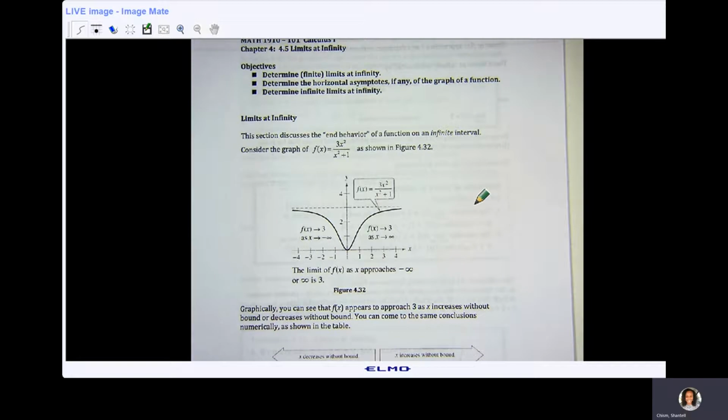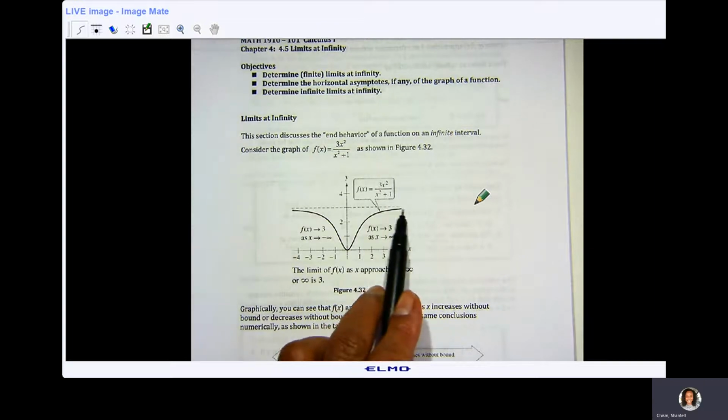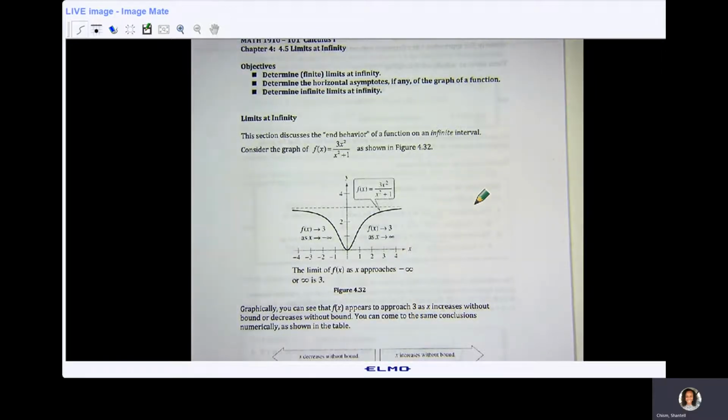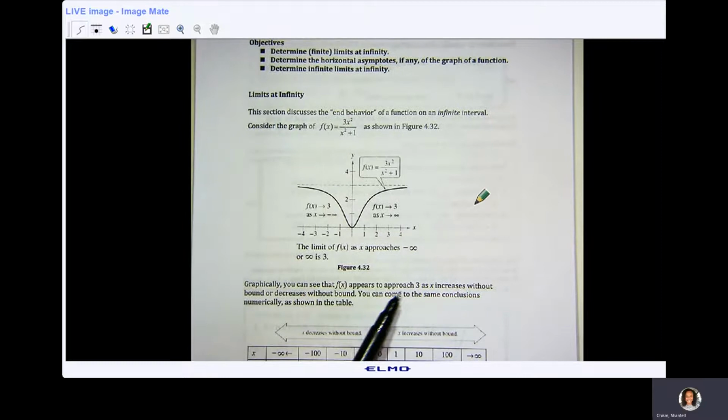And let me say this, you will use your calculator, examining the graphs, quite a bit in this section. You'll find that makes it a bit easier. So again, don't be afraid to use your calculator and the resources that are available to you. As x approaches positive infinity on the right end, the function f of x is approaching 3. So graphically, we can see that the function appears to approach 3 as x increases without bound towards the right, or as x decreases without bound towards the left.